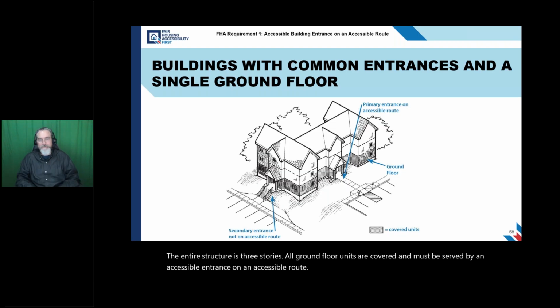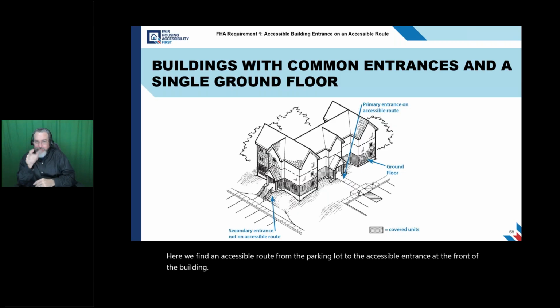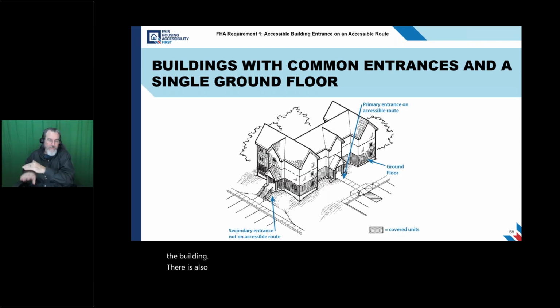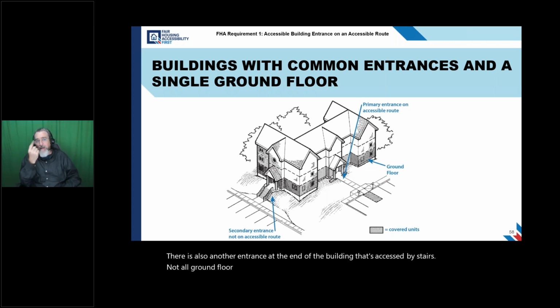Here, we find an accessible route from the parking lot to the accessible entrance at the front of the building. There is also another entrance at the end of the building that's accessed by stairs. Not all ground floor entrances must be accessible, but more than one may be necessary.